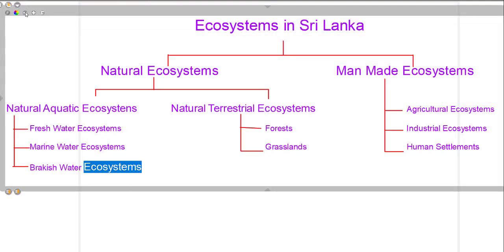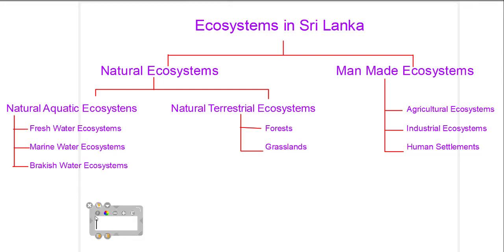Fresh water and the marine water, and brackish water. In the lagoons and estuaries, we can find the brackish water. And the natural terrestrial, terrestrial means on the land. We can find the forest, grasslands, like things. They are on the land there, children.